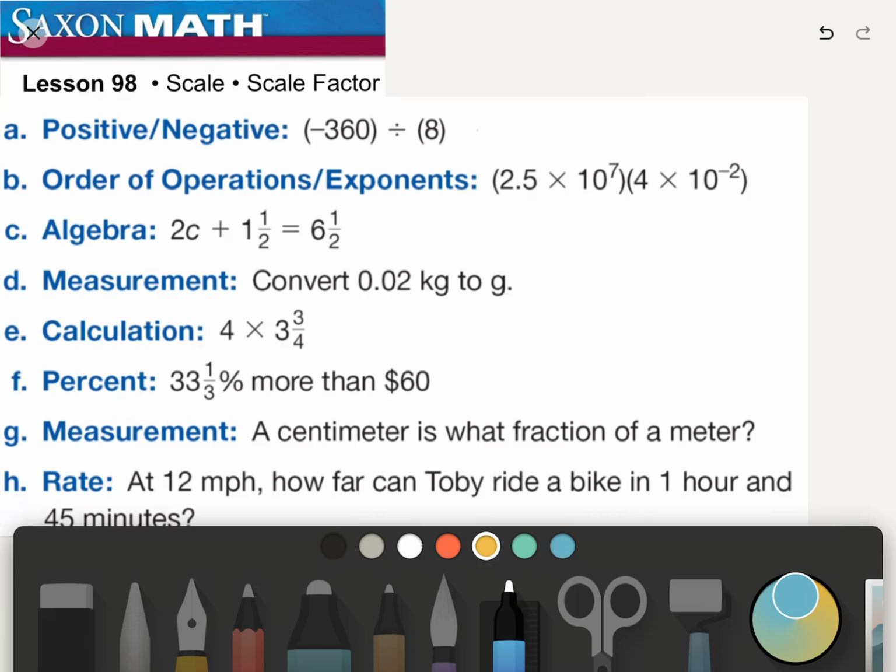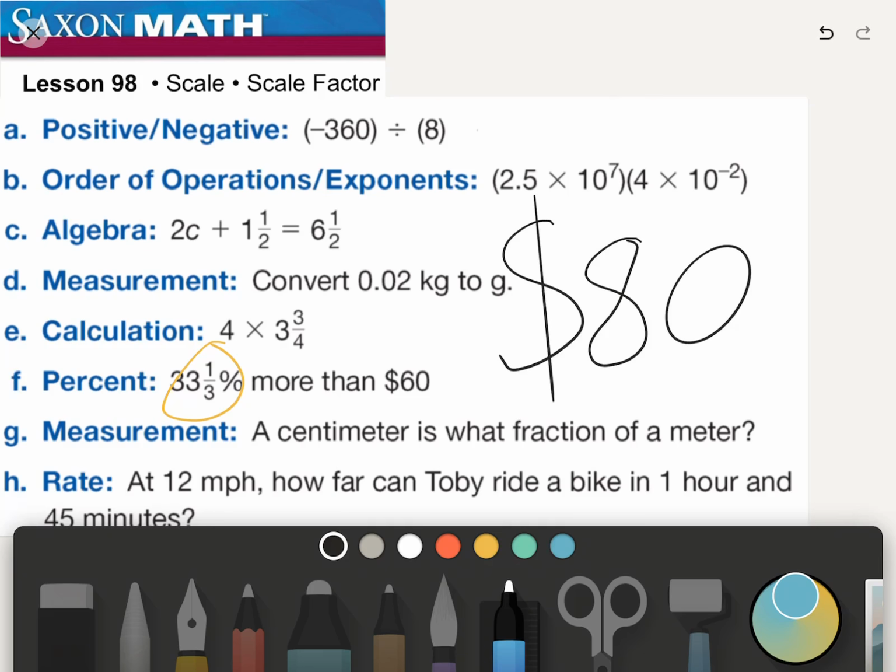And 33 1/3% more than 60, but 33 1/3% is just a way of saying 1/3. And I know 1/3 of 60 is 20, and 60 plus 20 is $80.